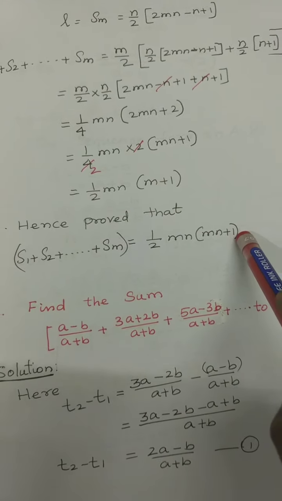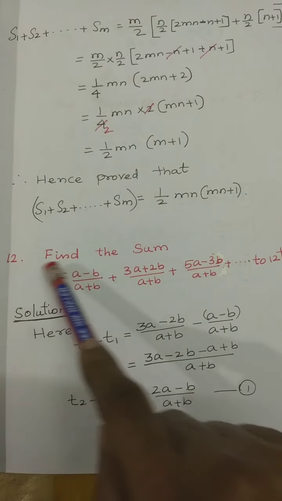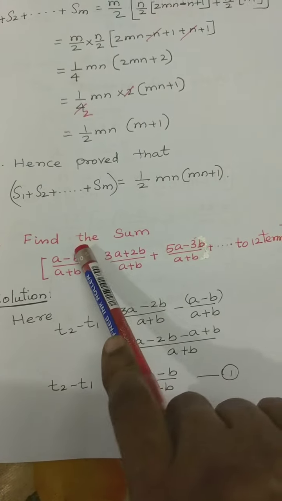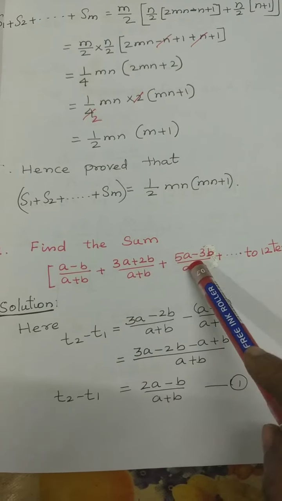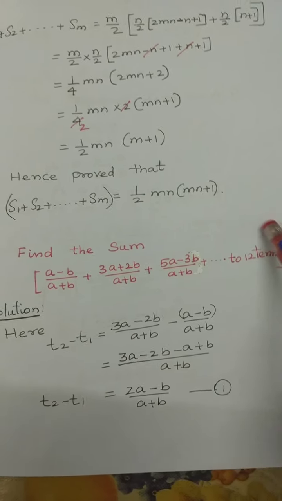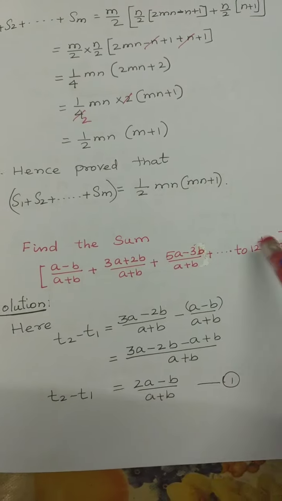into m plus 1. Okay. Then the 12th sum. Find the sum. Here they are given the terms a plus b, 3a minus 2b, and so on. The first term, second term, third term and up to 12 terms you have to find the sum.